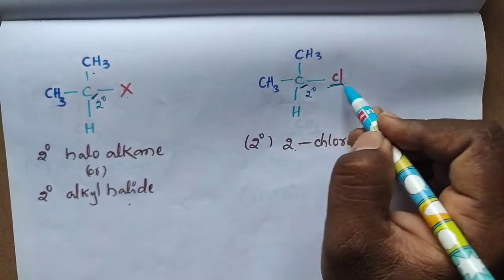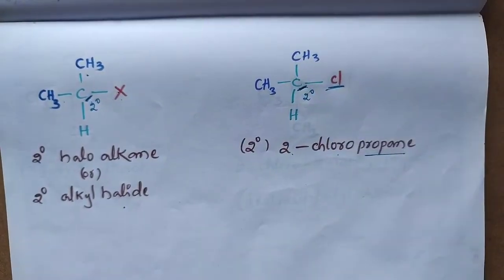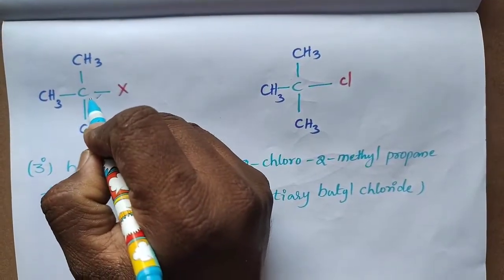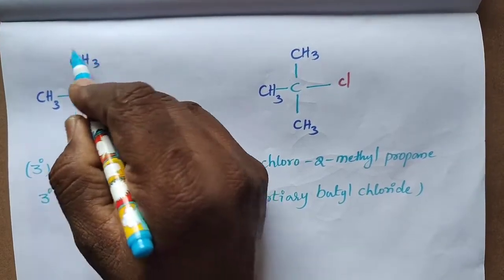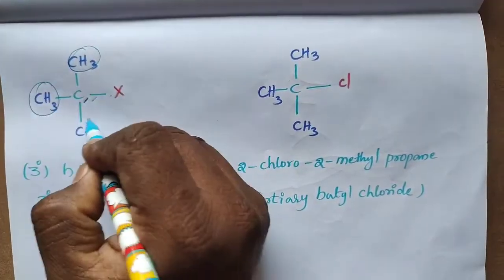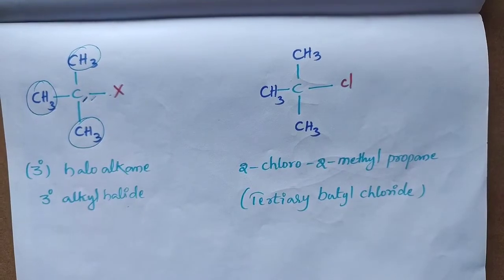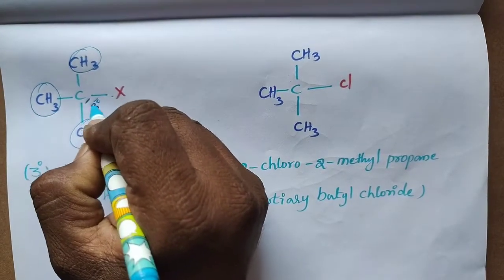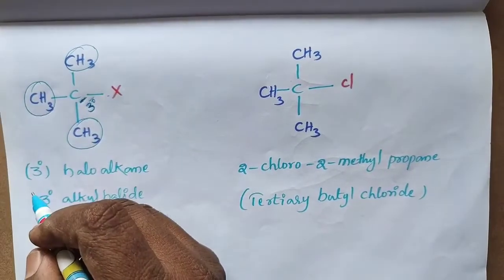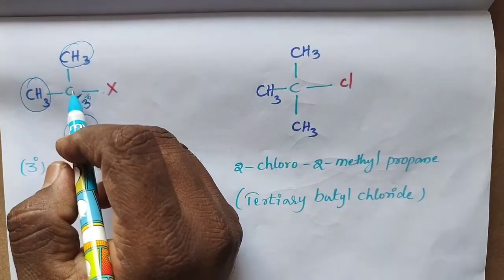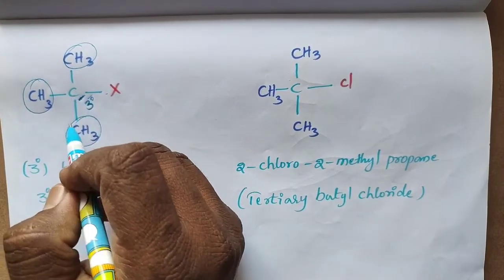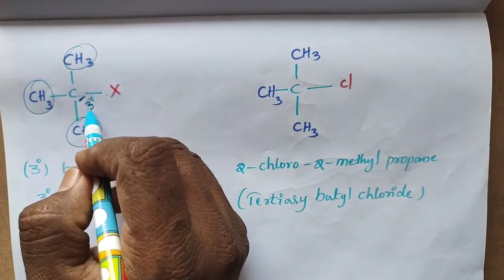From the IUPAC point of view, it is 2-chloropropane, a secondary position. So chlorine is bonded at which position? The secondary position. And if the halogen-bonded carbon contains all alkyl groups, 3 alkyl groups are present, so this carbon position is the tertiary position, without any hydrogens bonded. No hydrogen is bonded with this halogen-bonded carbon. So this is tertiary.